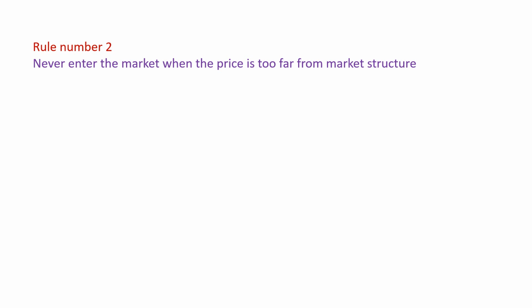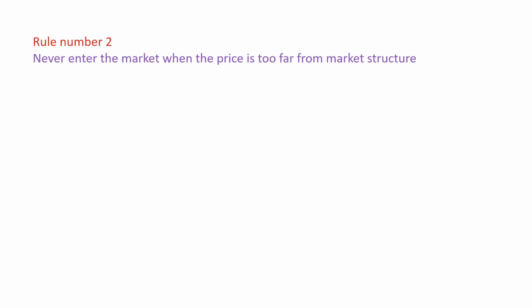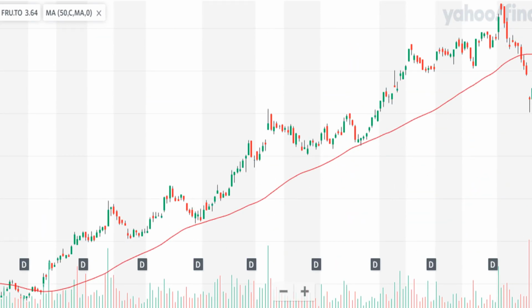Rule number 2, never enter the market when the price is too far from market structure. This is the price trend of FRU stock on the D1 time frame from Yahoo Finance. I installed SMA 50, which is the best fit to this price trend. Now, we all the time suggest don't enter the market when the price is too far from market structure. Look at these places where the price is far from the market structure.